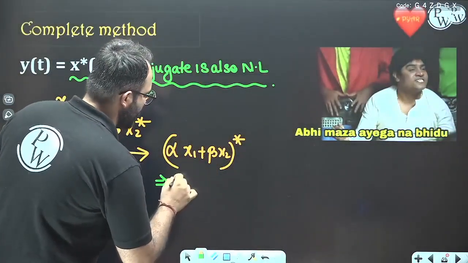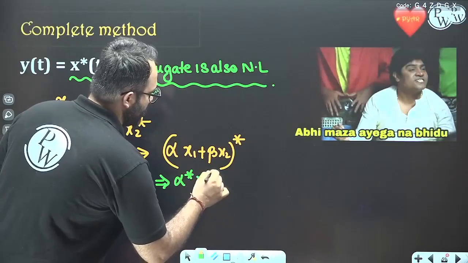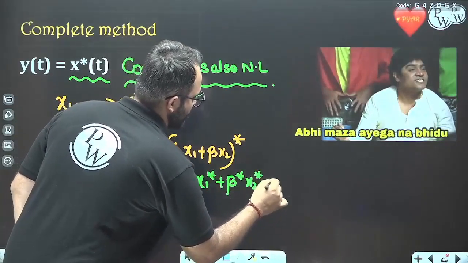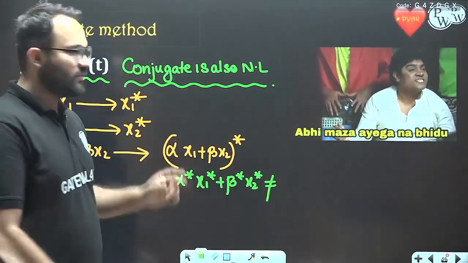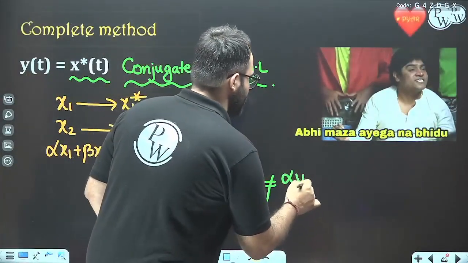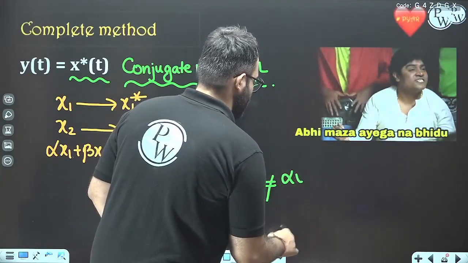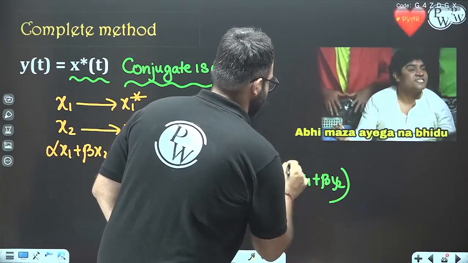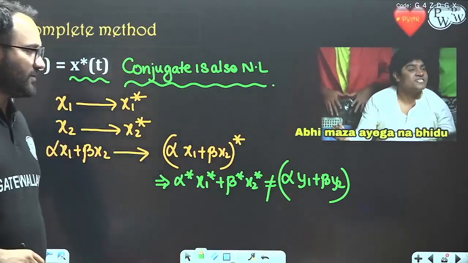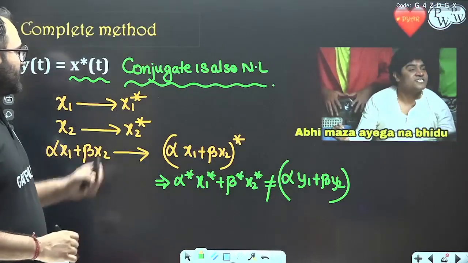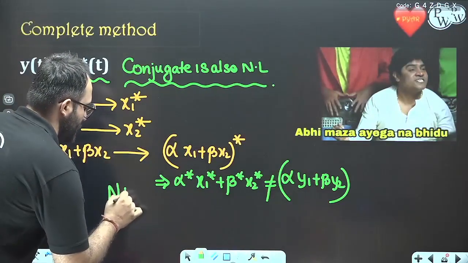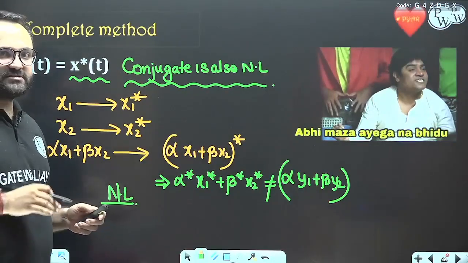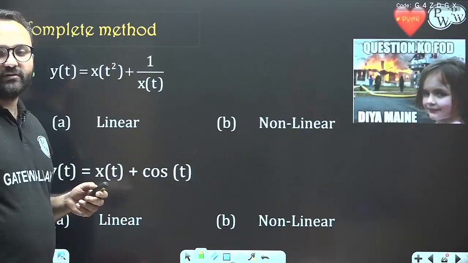If we solve this, we'll get alpha conjugate x1 conjugate plus beta conjugate x2 conjugate, and this is not equal to alpha y1 plus beta y2. So this is a non-linear system. You just have to remember these 2-3 points that I have already told you. Just add that conjugation is also a non-linear operation.